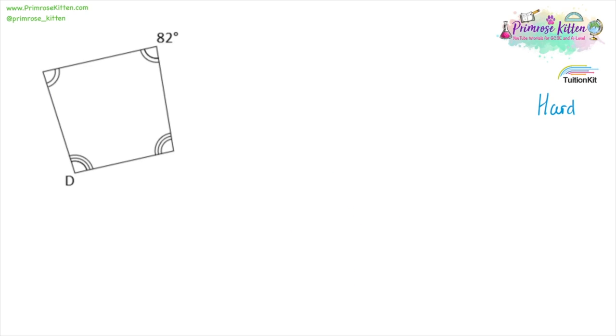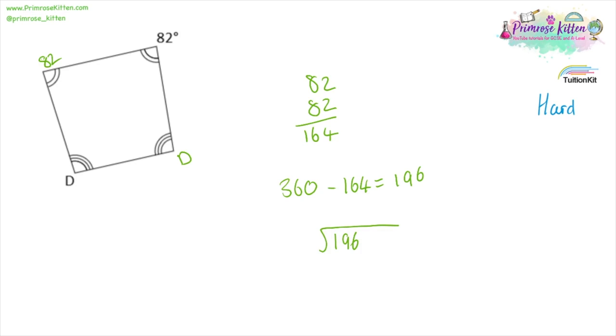Right, in this one, we've got some more lines. We know that that one over there is 82 and that one over there is D. So we can do 82 and 82, 4, 6, 1, so 164. 360 minus 164 equals 196, and then we can do 196 divided by 2. Over here, 19 divided by 2 is going to give us 9. Carry 10 over, that is going to give us 98.